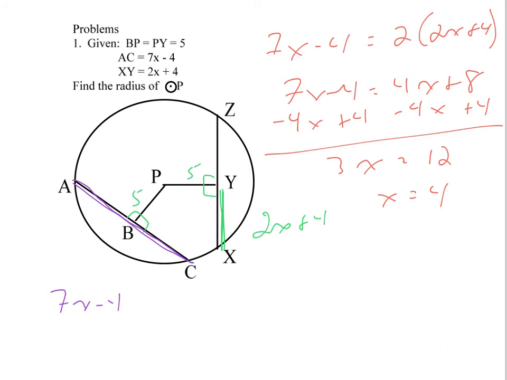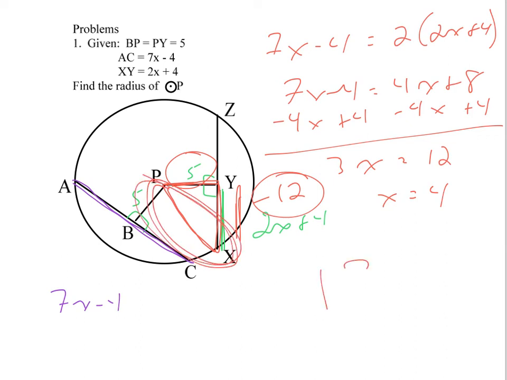Well, if x equals 4, XY would be 2 times 4 plus 4, which is 12. This was 5. We're looking for the radius. I'm going to draw that in here in red. Do we see this right triangle right now? This is 5. This is 12. This guy here must be 5, 12, ding, ding, ding, 13.